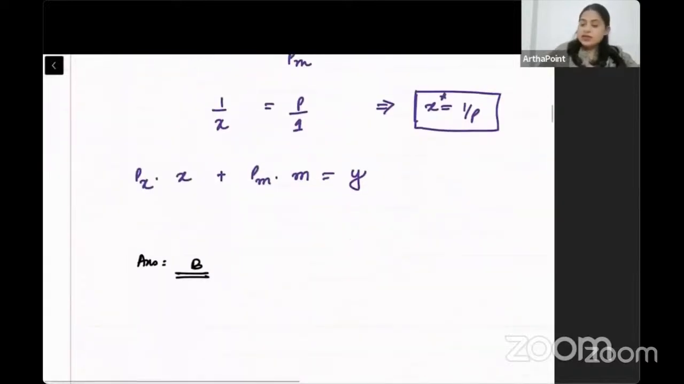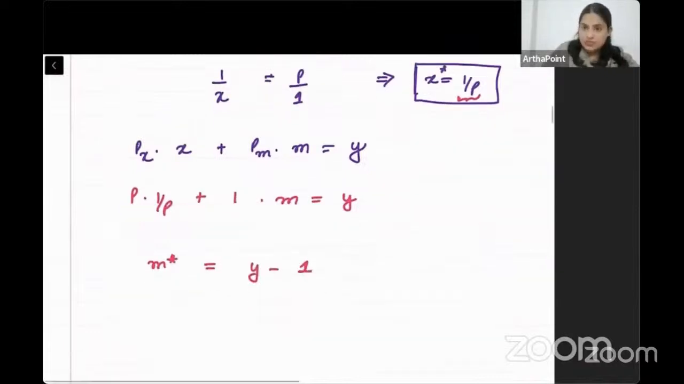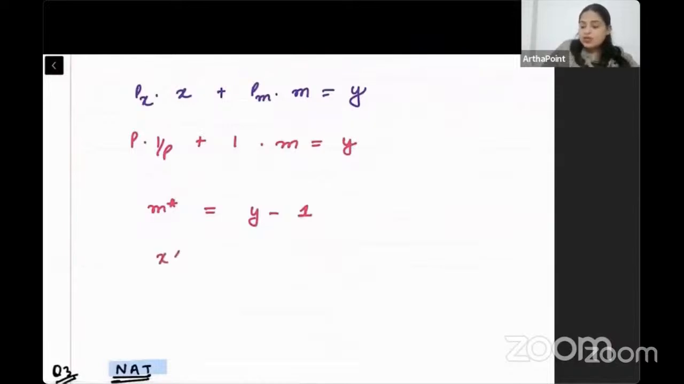Okay, let's solve this. So this is beta, this is what your budget line will be. From your budget line, can you tell me price of good X was P and beta X star has come as 1 by P. So this will be plus PM into M is equal to Y. So beta M star क्या आ जाएगा? अच्छा, PM की value दी हुई है 1. So I can just put 1 here. So what will be your M star? Y minus 1. So your equilibrium says, equilibrium क्या आया है? That you will be consuming X star as 1 by P and M star will be Y minus 1.